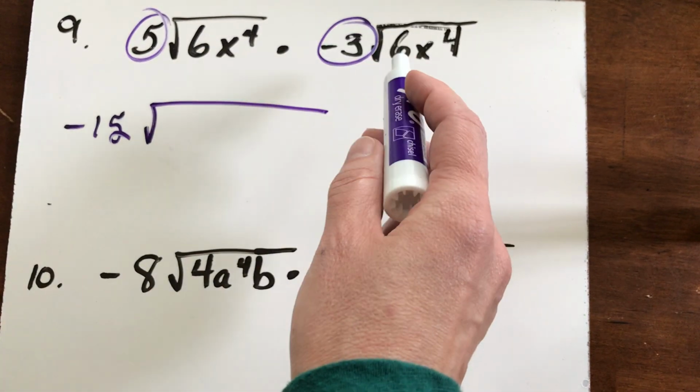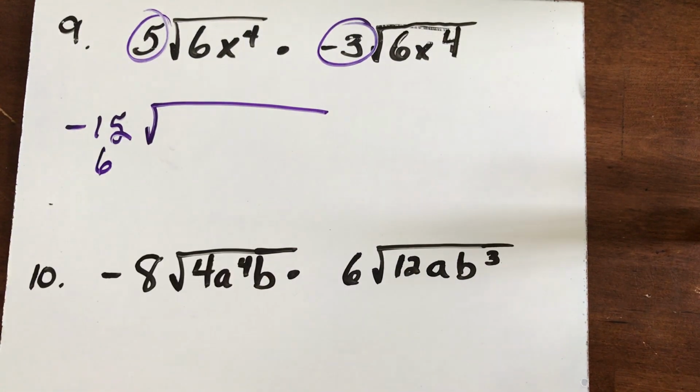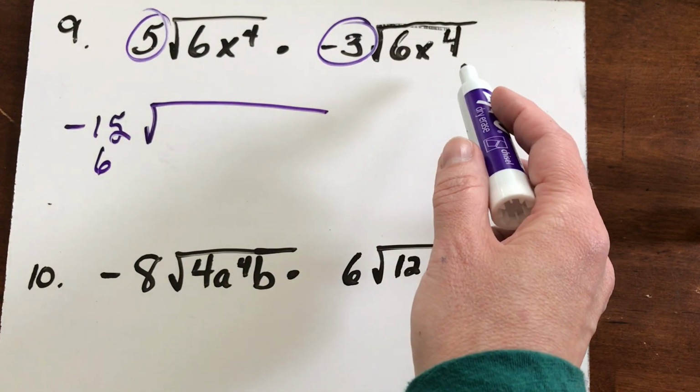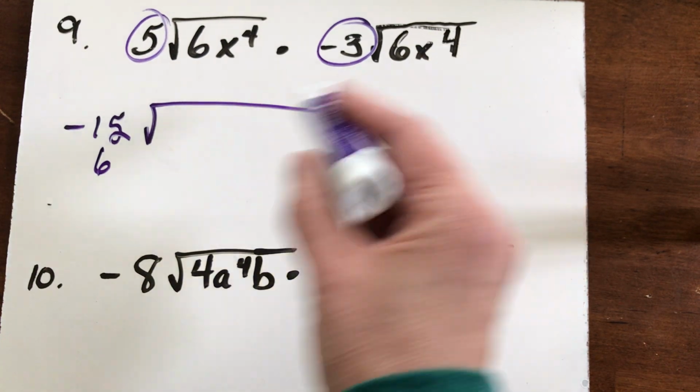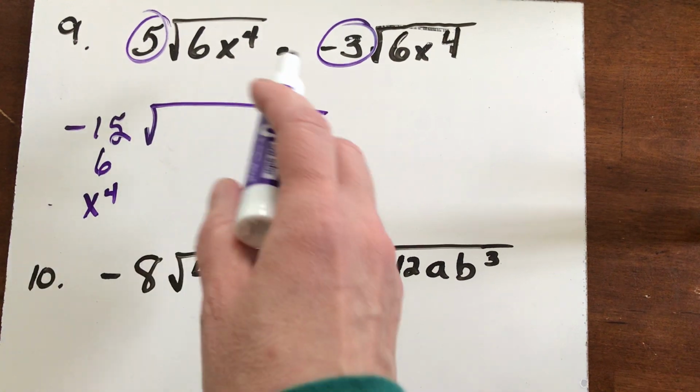So if you think about it, 6 times 6 is going to be 36. The square root of 36 is going to be 6. I can go ahead and pull that out. X to the 4th times x to the 4th is going to be x to the 8th. The square root of x to the 8th is going to be x to the 4th. If you didn't understand what I did, let me go through it here.